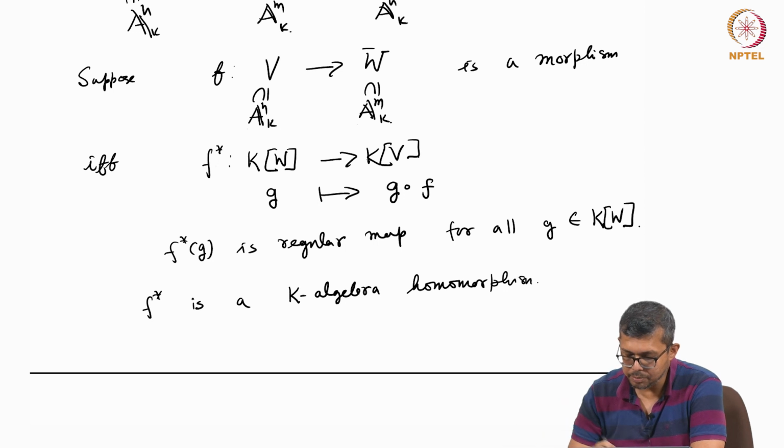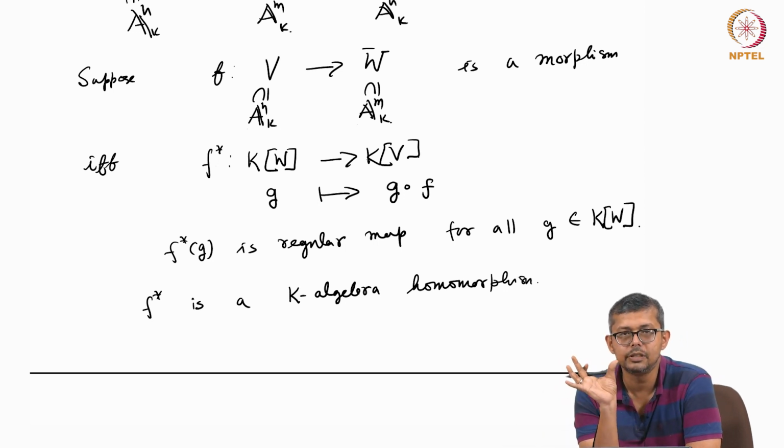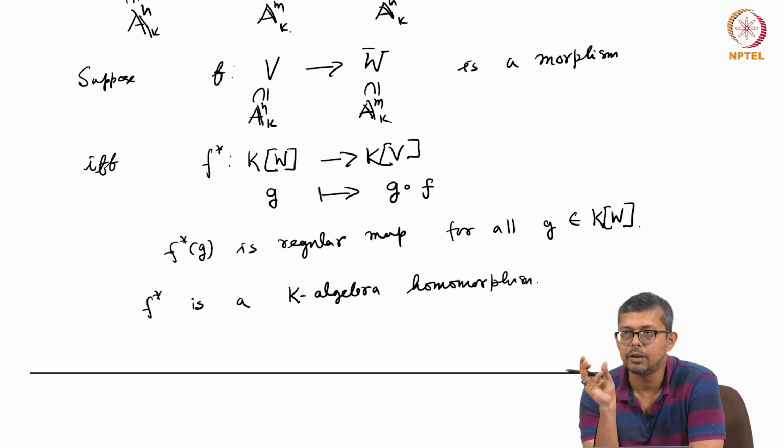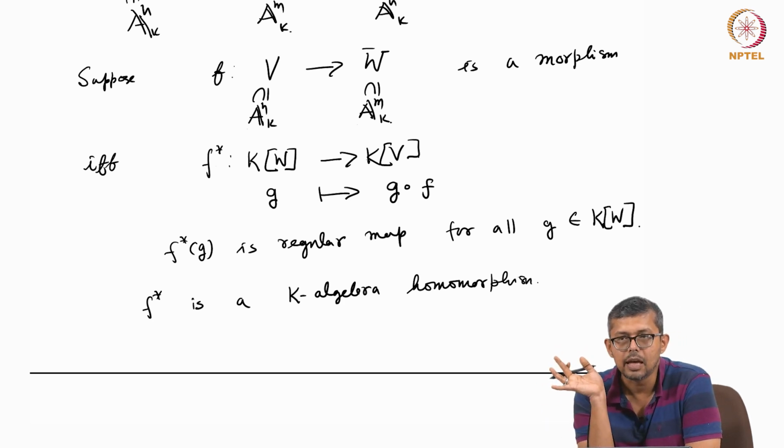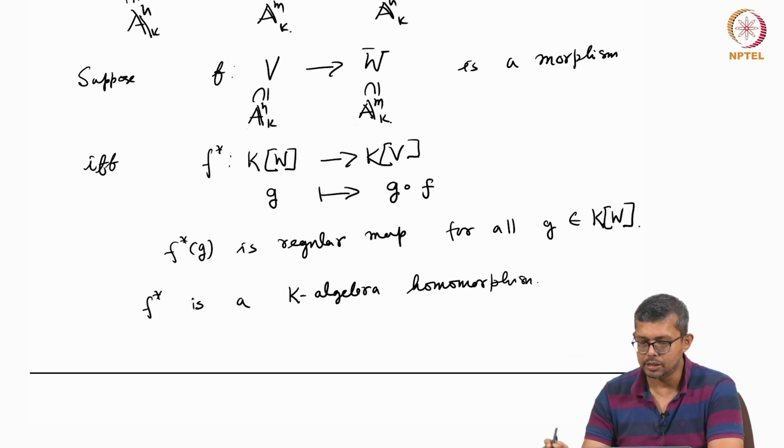And first of all, because sum of regular functions are regular and multiplication of regular functions is regular, you say it will be a K algebra homomorphism. So F star of G plus H will be F star of G plus F star of H, the way the composition is defined. And multiplication also will be defined like that. So it is a K algebra homomorphism.